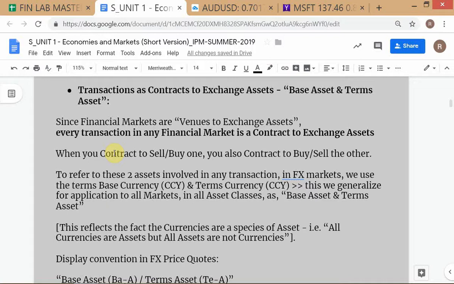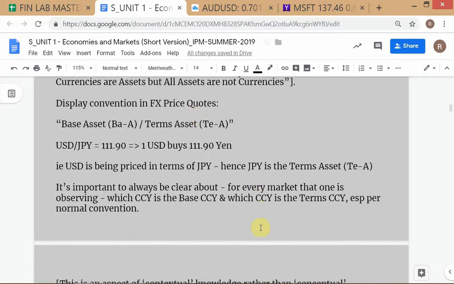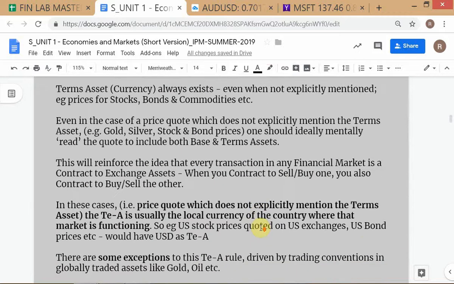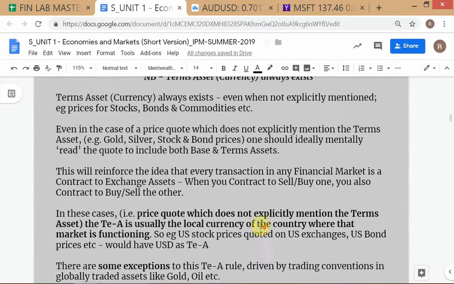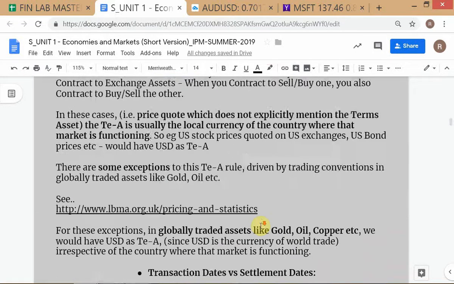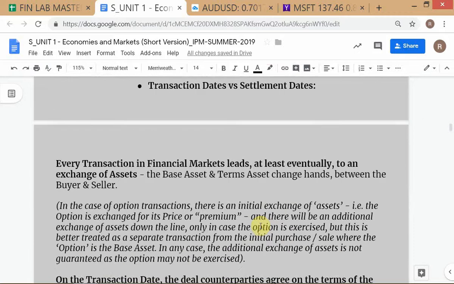So, but then we said also that therefore transactions in the financial market are contracts to exchange assets, okay? It's a contractual obligation. You enter into a contractual obligation to sell something and to buy something else, okay? Now, what we say is therefore, we also want to understand something else, which is transaction dates versus settlement dates. Very important concept, very simple concept.